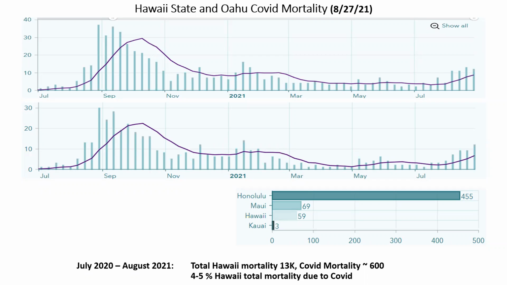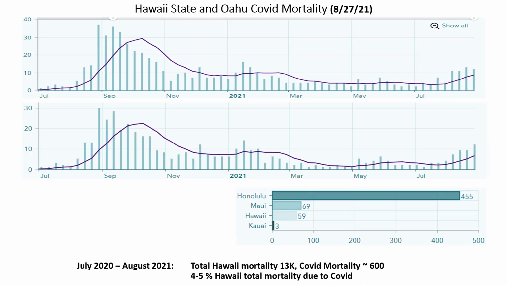The other interesting thing about mortality is COVID mortality only makes up a subset of all mortality. So how many people died the past 13 months? It's about 1,000 per month. So we had about 13,000 deaths expected the past 13 months. That same 13 months, we had 600 COVID deaths. So COVID deaths make up only a small percentage of the total deaths in Hawaii.